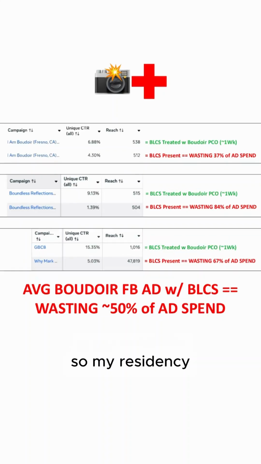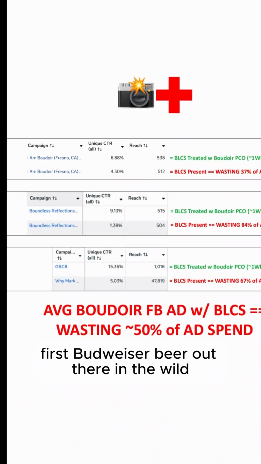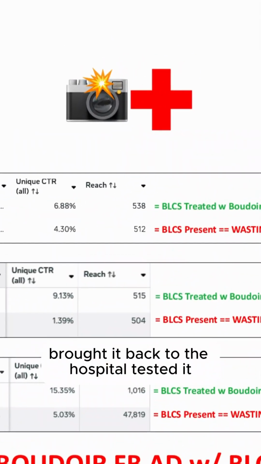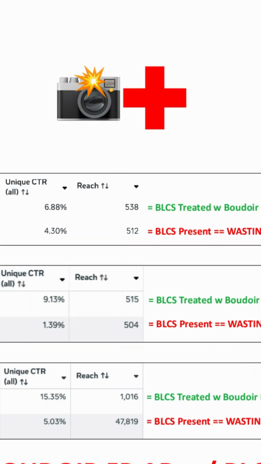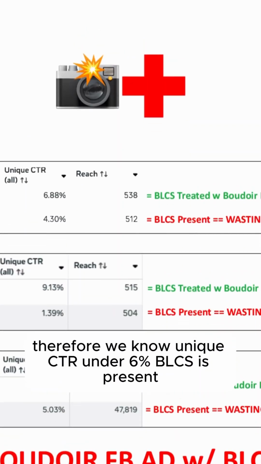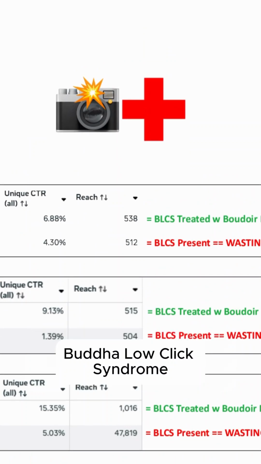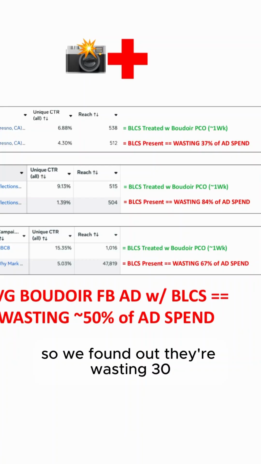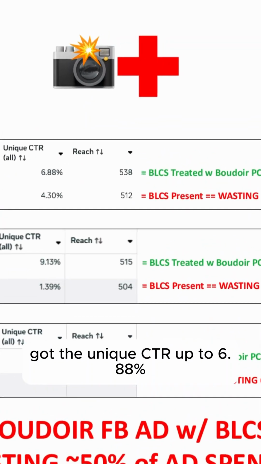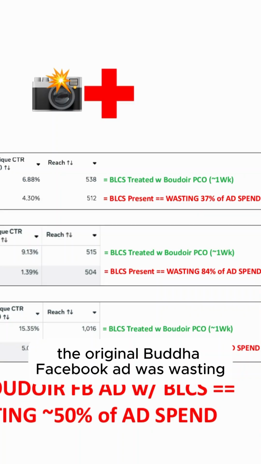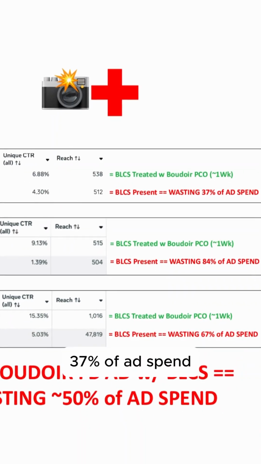So my residency went out, found the first boudoir Facebook ad out there in the wild, brought it back to the hospital, tested it, and found out unique CTR is 4.3%. So it's under 6%, therefore BLCS, boudoir low click syndrome, is present. Then we treated it with boudoir Pico and got the unique CTR up to 6.88%. We found out the original boudoir Facebook ad was wasting 37% of ad spend.